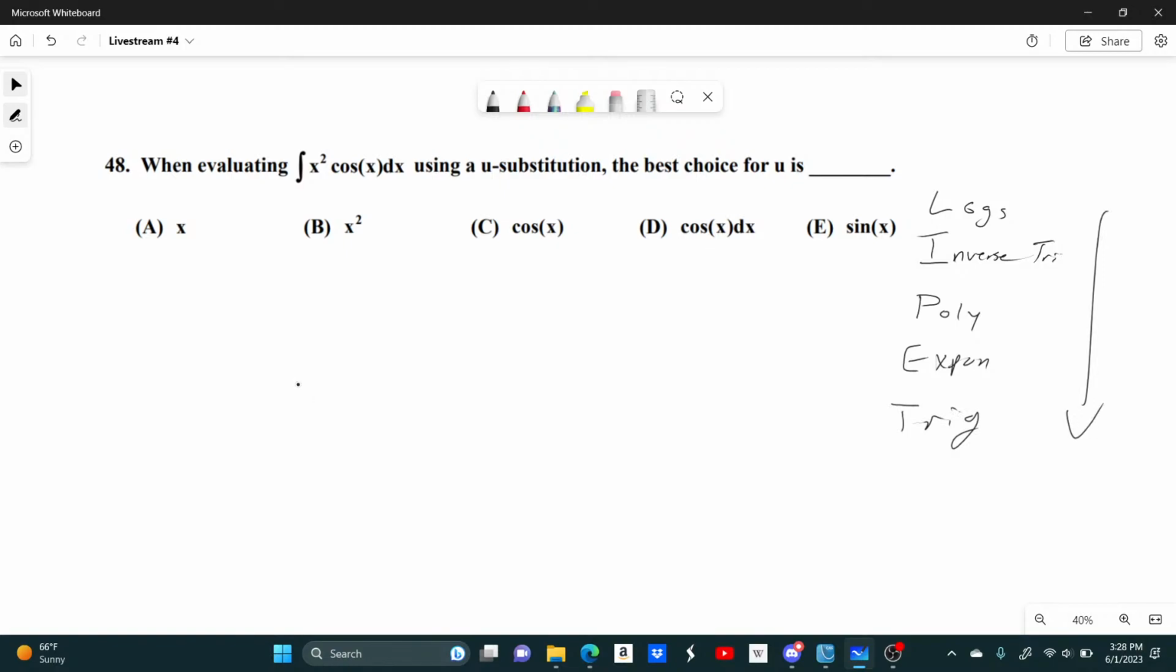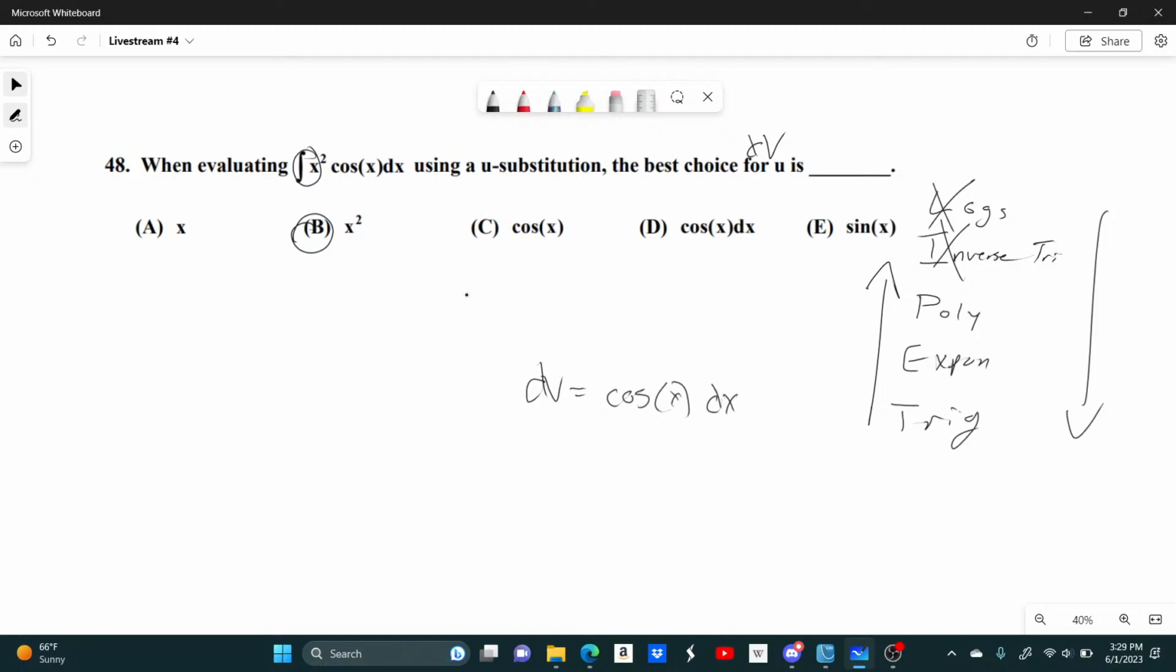So do we have any logs? Well, nope, we just have x squared and cosine. So not that one. Do we have any inverse trig? Nope, no luck. Do we have any polynomials? Well, we have x squared, and so our choice is B. Sometimes it'll also ask for dv. If it asks for dv, you just go the opposite way. So your first choice for dv would be trig, and we have cosine, so your dv would be cosine x dx. It asks that pretty frequently, actually. So that's a good one to know.